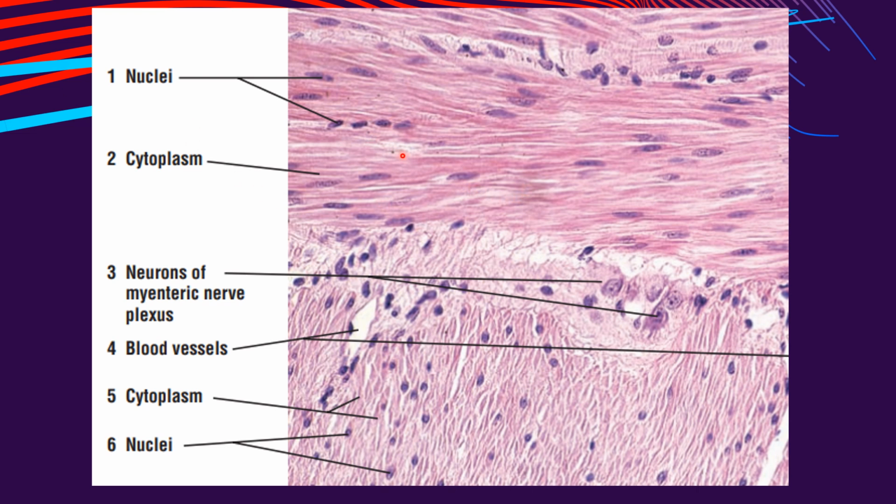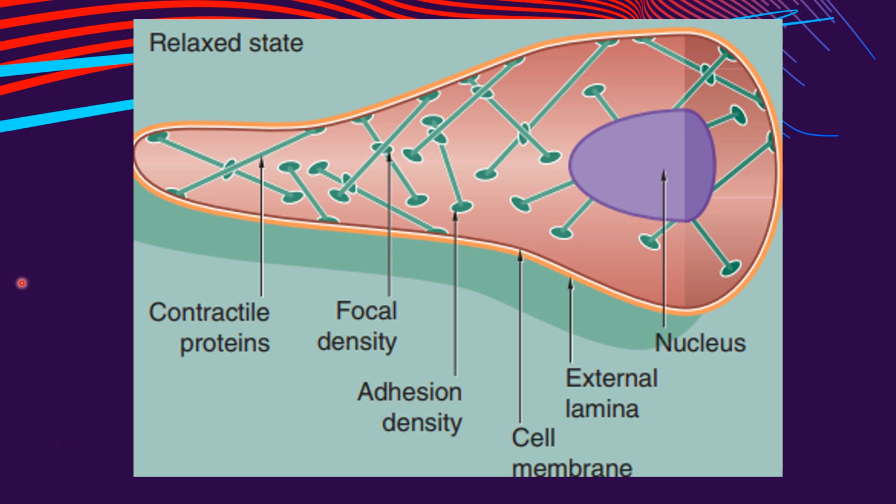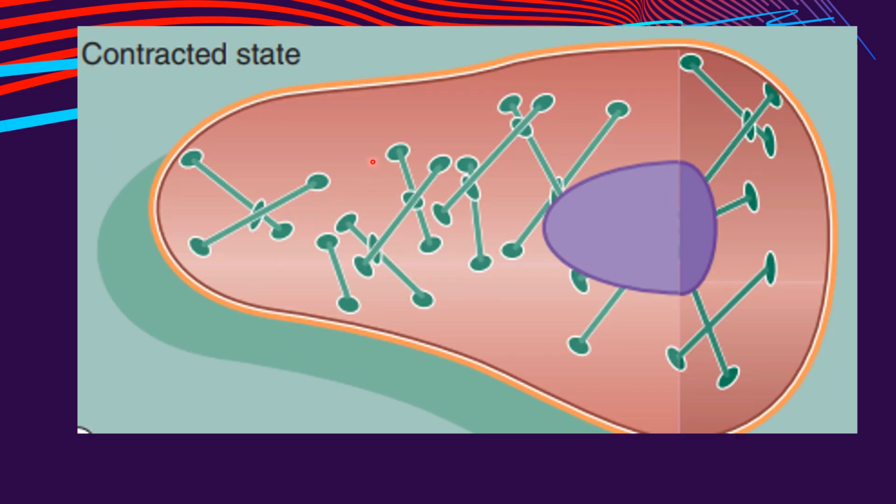For this, there are no cross striations present. The nuclei are present in these muscle fibers. Please note that this one is an illustration of a muscle fiber in a relaxed state, and this one is in a contracted state.